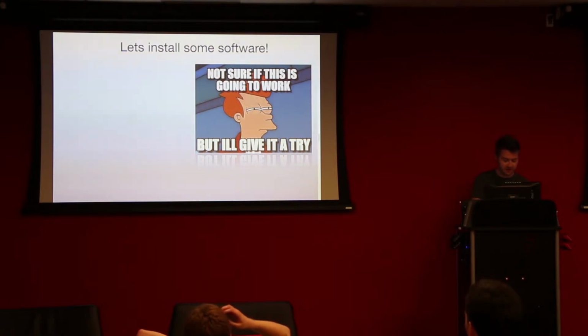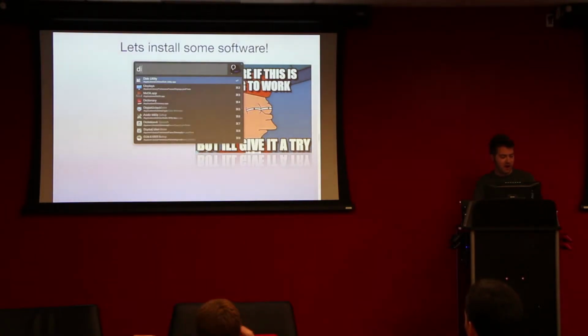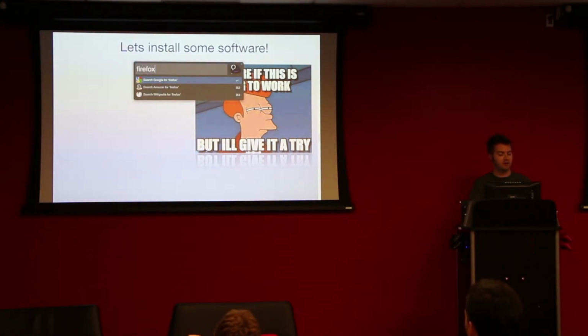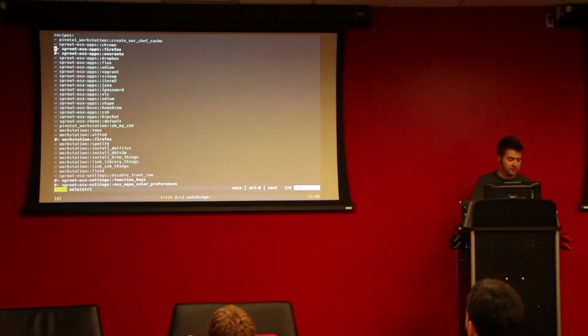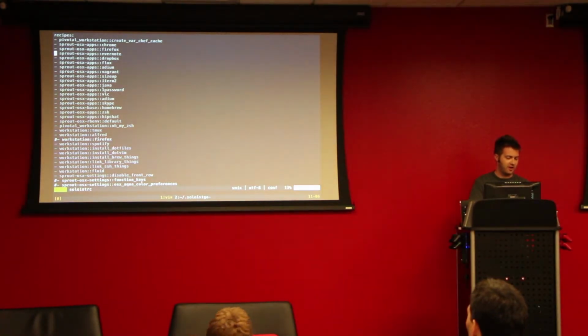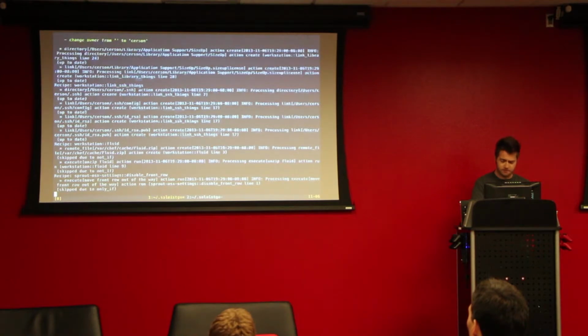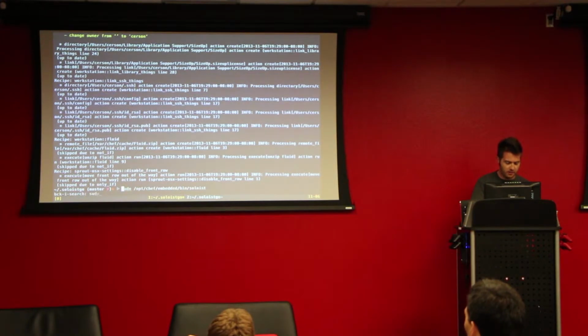So let's install some software. I do not have Firefox installed or Evernote. So we're going to edit this Soloist RC and we're going to add Firefox and Evernote. And then we're going to run it. And this is going to look hacky, and I'll talk a minute about the hack at the end of the presentation. But we're going to run something that's embedded deep. We're not actually running the gem that you think we are.